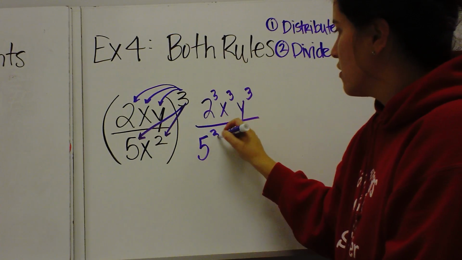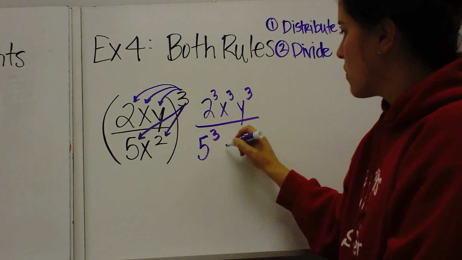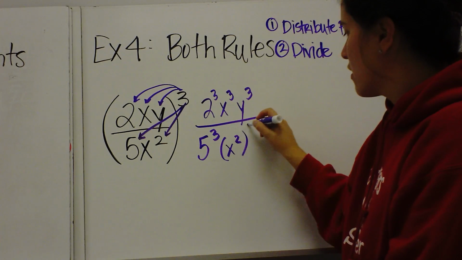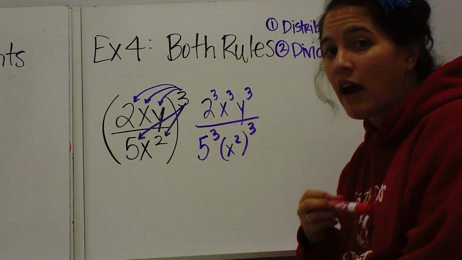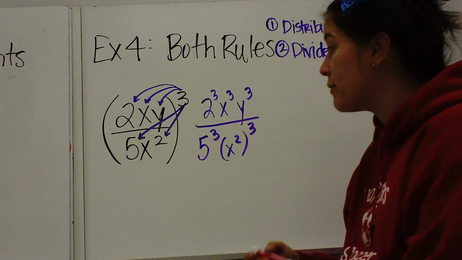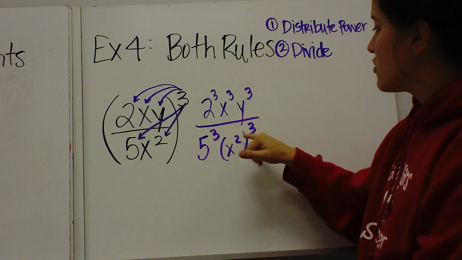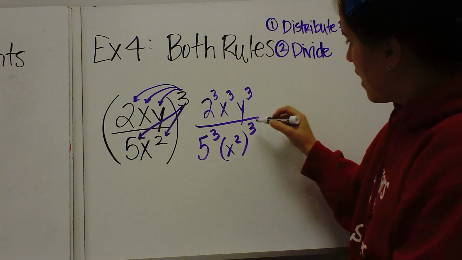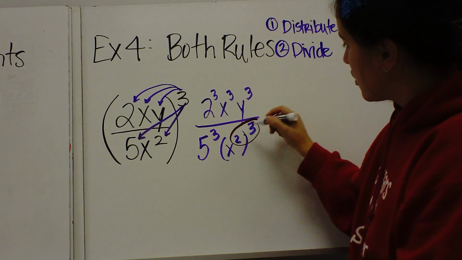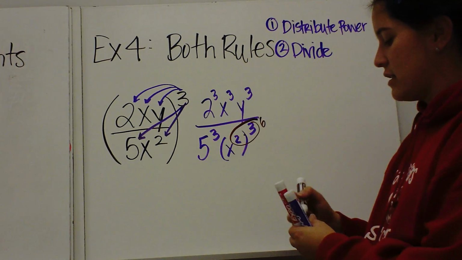5 to the 3rd, and then x squared to the 3rd. If this is confusing you, you have to write your question down so you can ask me tomorrow. So I have my power to a power right here. And 2 times 3 is 6. So that's really x to the 6.